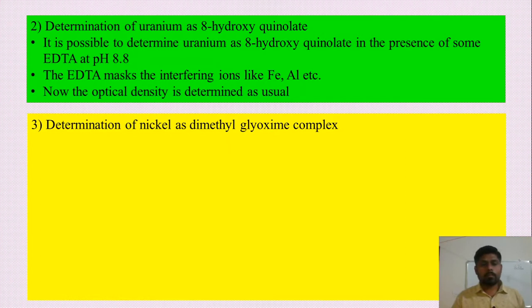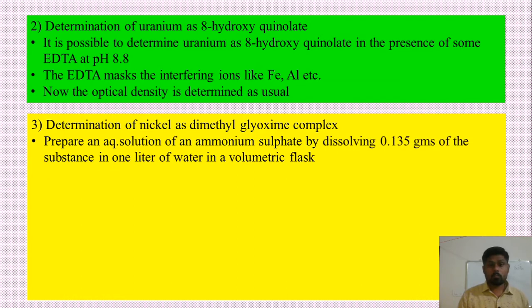Third one is the determination of nickel as DMG, dimethyl glyoxime. In gravimetric analysis you perform this practical determination of nickel as nickel DMG. But here we determine nickel spectrophotometrically, by solvent extraction, not gravimetrically.